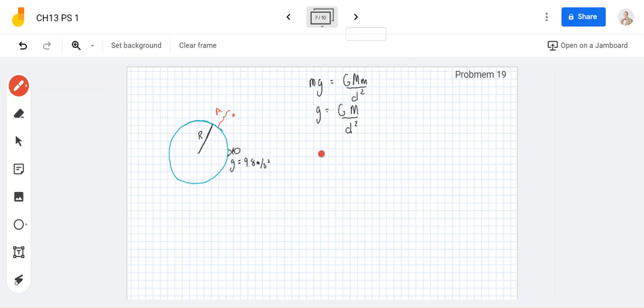So when I write this then, our G value is universal. It's still the mass of the Earth. And what is our D going to be? Well, our D is going to be the R value, which is the distance to the surface, plus the altitude. And don't forget, you've got to square the distance.